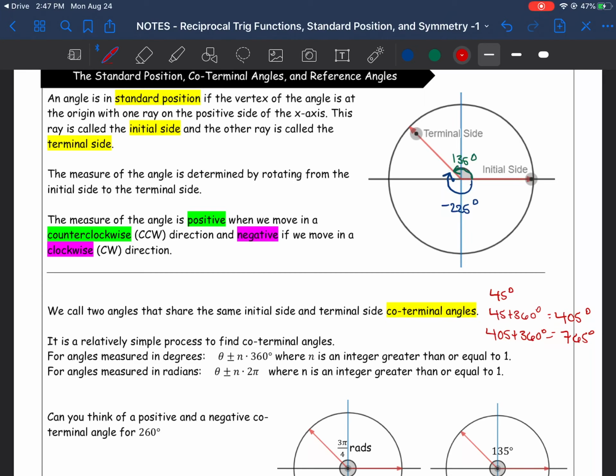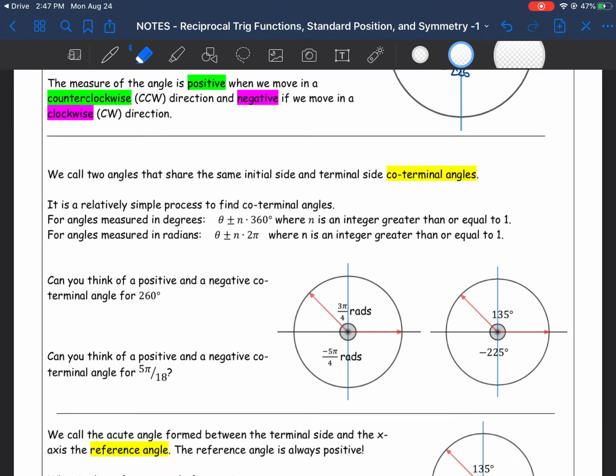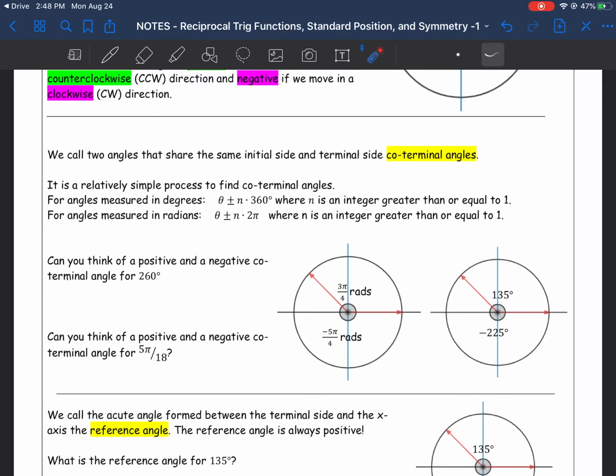And the same works in the negative direction. If I took 45 degrees and subtracted 360 degrees or a multiple of 360 degrees, those would be coterminal angles as well. The same thing works for radian measures instead of degree measures. So if I took an angle in radians and I added or subtracted a multiple of 2 pi, since we know 2 pi and 360 degrees are equal to each other, then I would also have a coterminal angle. So let's try that out here. And actually, let's look at a couple examples.